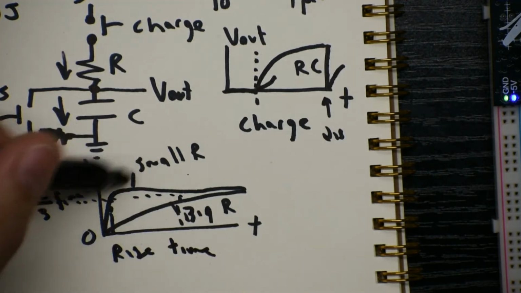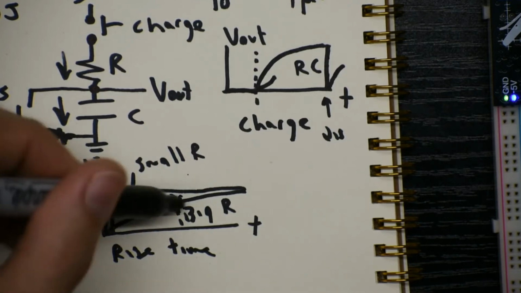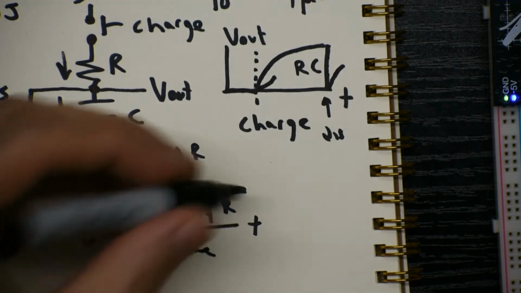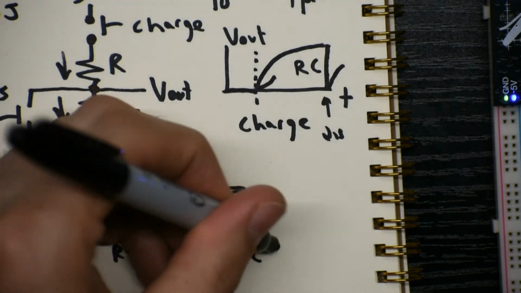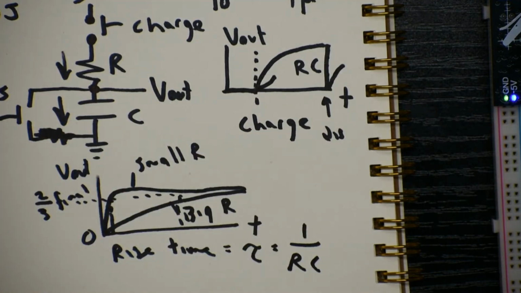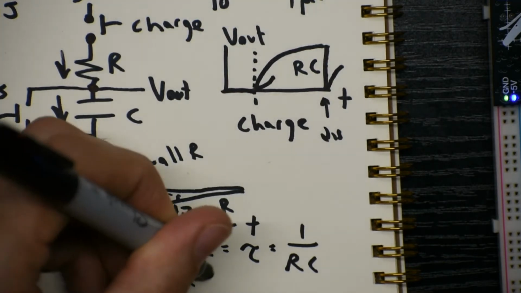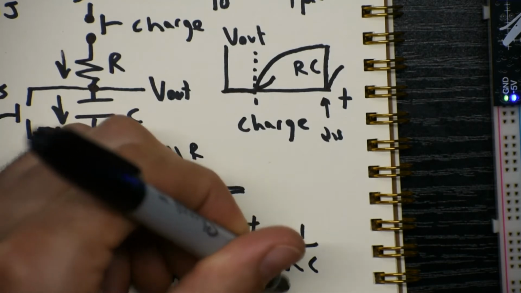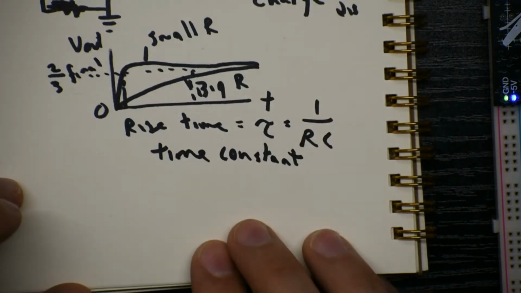So when the R is small, the rise time is short, and when R is big, the rise time is long. We should call this tau, and I'll give it the value of RC. We will refer to this as the time constant of this particular circuit. So let's build this and take a look on our oscilloscope to see what it does.